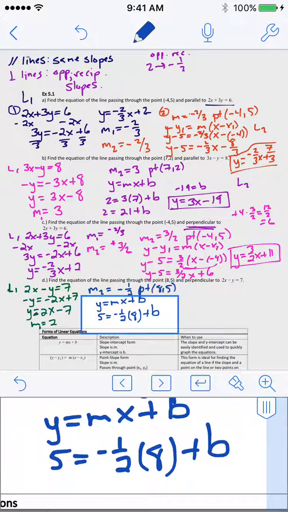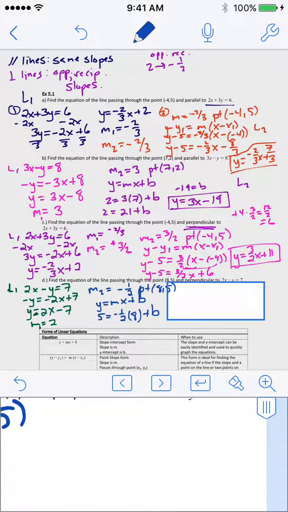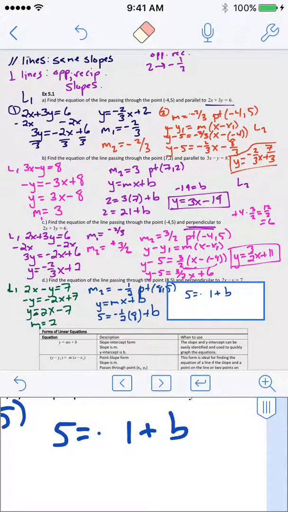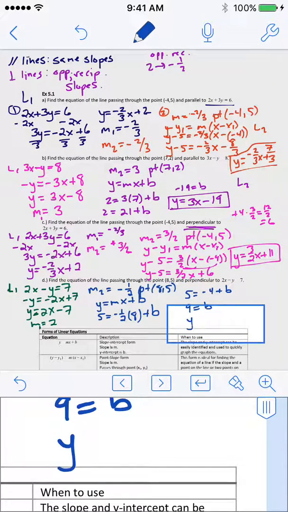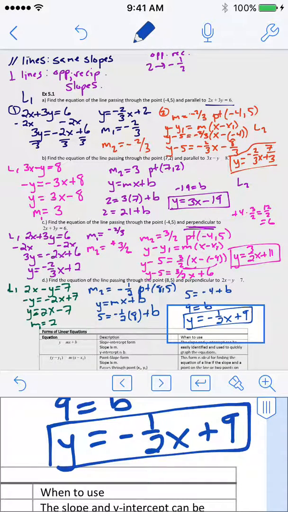So now I'll solve this out a little bit. I have 8 times negative 1/2. Well, that's 8 divided by negative 2, or negative 4. So 5 equals negative 4 plus b. So what plus negative 4 would be 5? We'll add 4 to both sides, and you get that b is equal to 9. So my final equation is y equals negative 1/2 x plus 9. Should have gotten the exact same thing with point-slope form, no matter what.